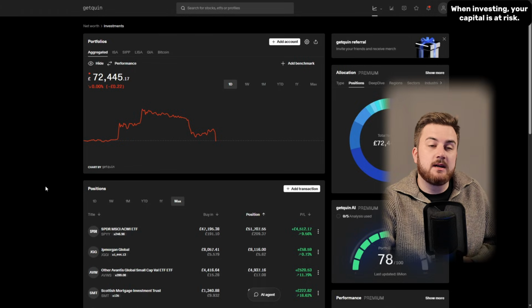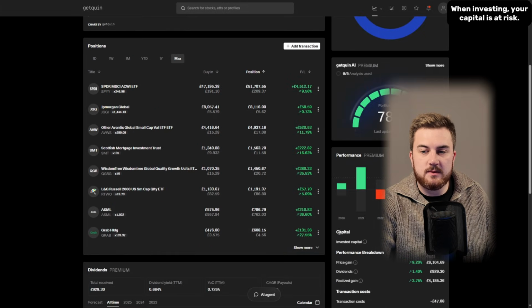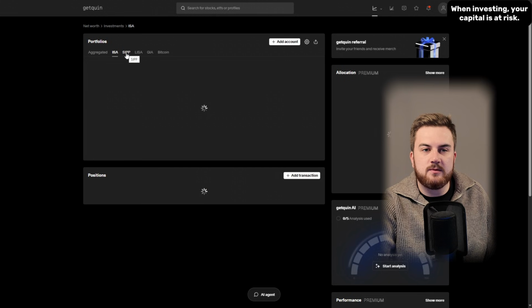This is what Getquin looks like. I have all my portfolios in one place here. You have AI analysis. You can have a look at performance, past performance, full holdings breakdown, and then obviously you can track your investment portfolios.